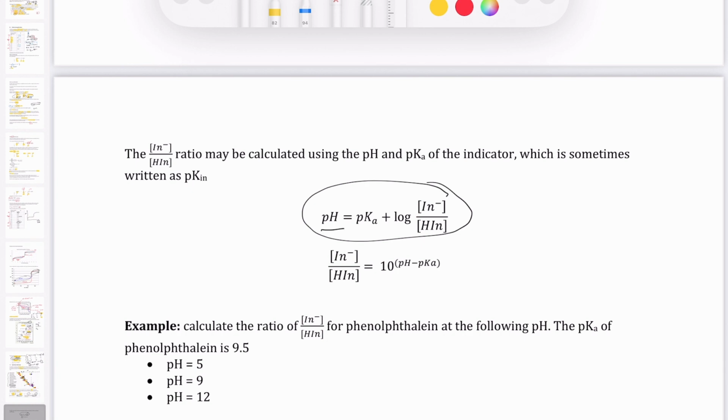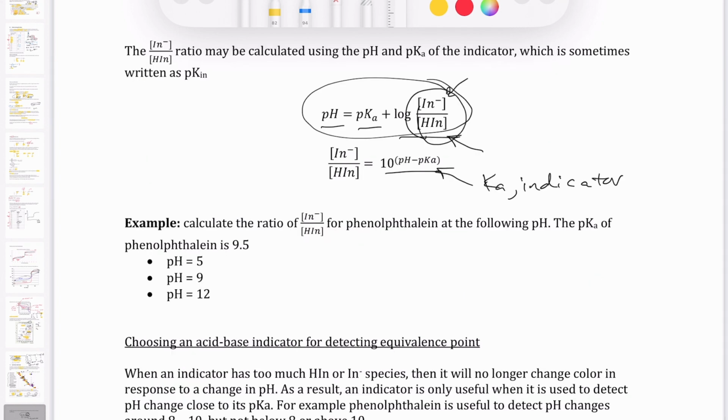So if we start with the Henderson-Hasselbalch form of the equation, which is pH equals pKa plus the log of IN minus, the base form of the indicator, over HIN, the acidic form of the indicator, we can solve for this ratio, and that would just be 10 to the power of pH minus pKa. Keep in mind this pKa refers to the Ka of the indicator. Remember, the indicator is just a weak acid that exists along with its conjugate base.